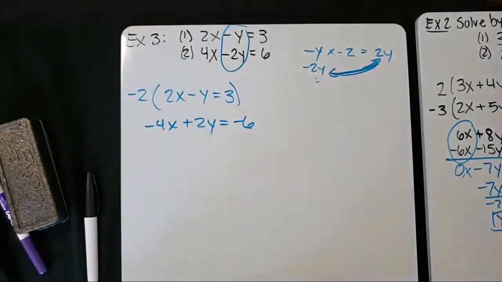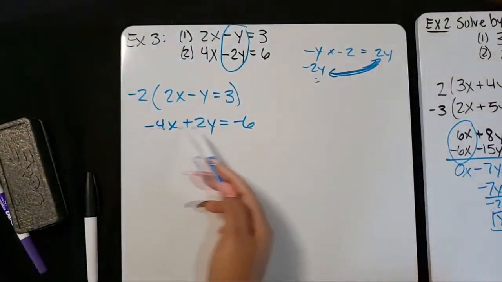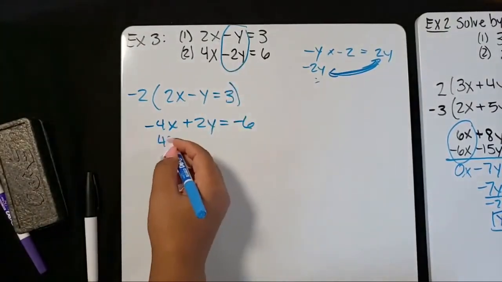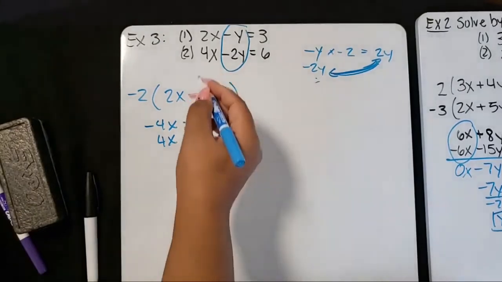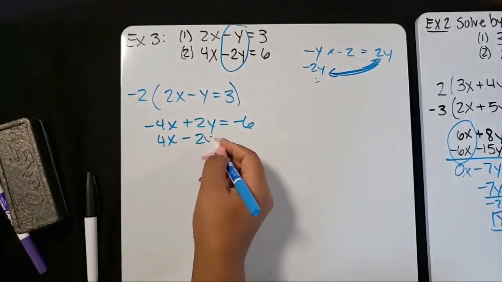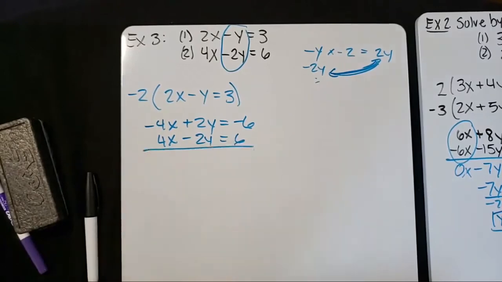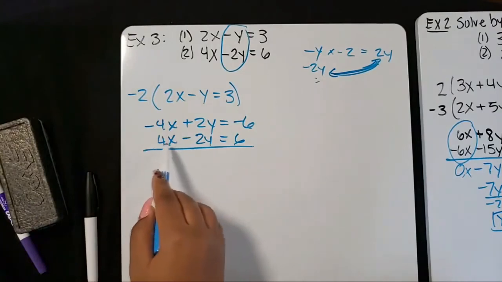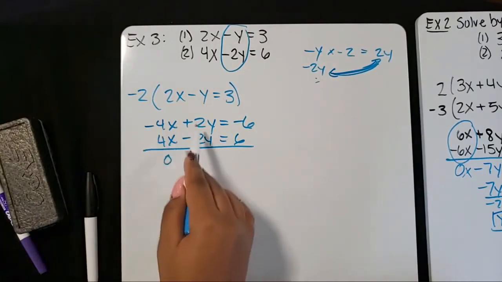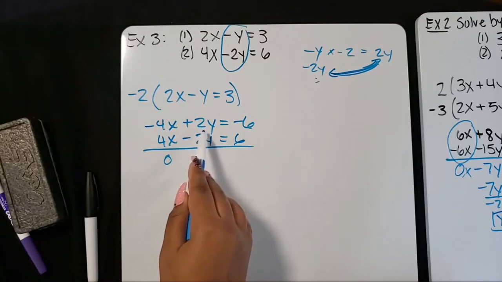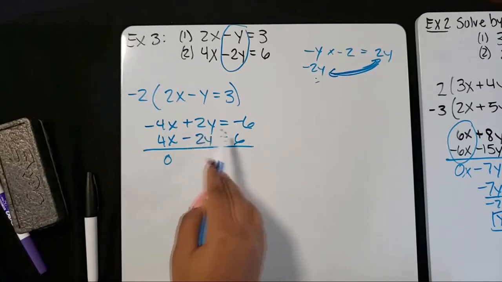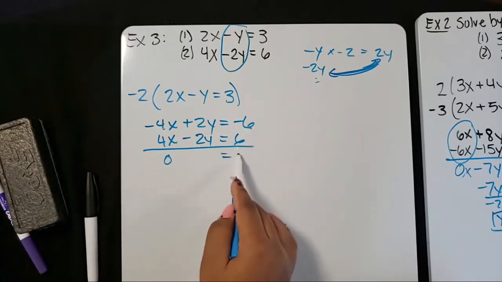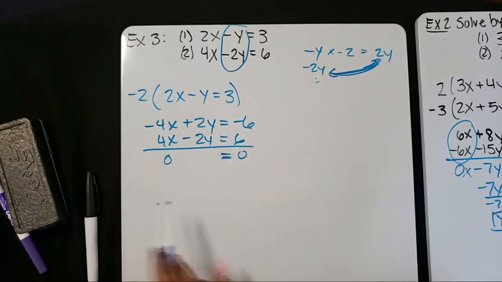Okay? So this is the new equation 1. Now I'm going to add it to equation 2. Equation 2 is 4x minus 2y equals 6. So we're going to add them together. So negative 4x plus 4x is 0. Plus 2y minus 2y is 0. Negative 6 plus 6 is 0.